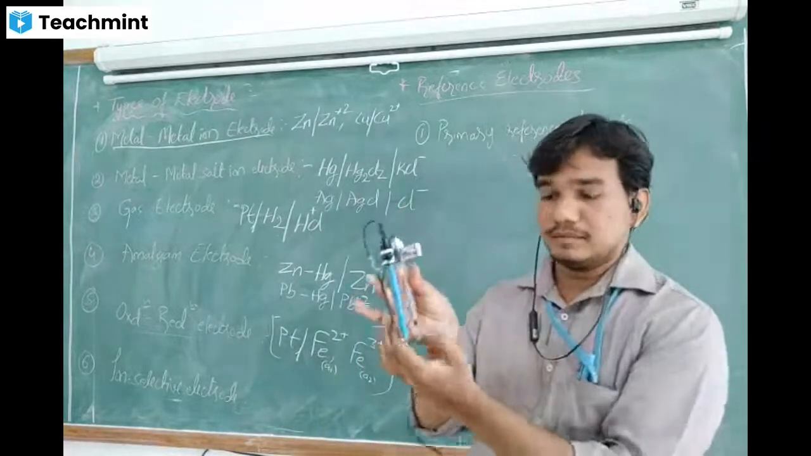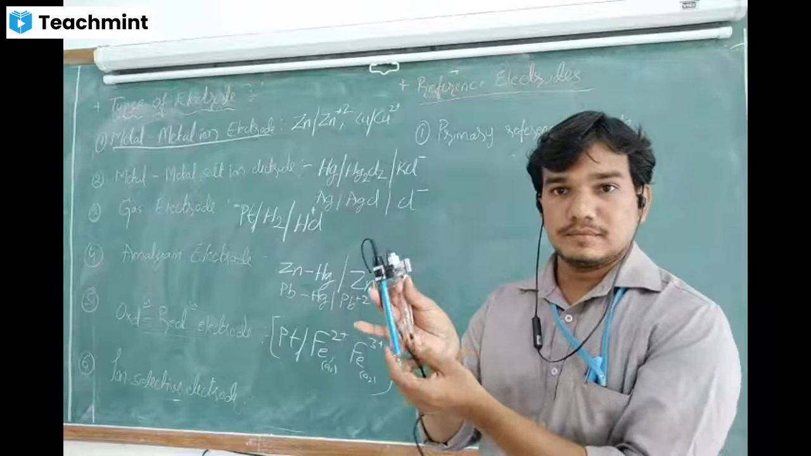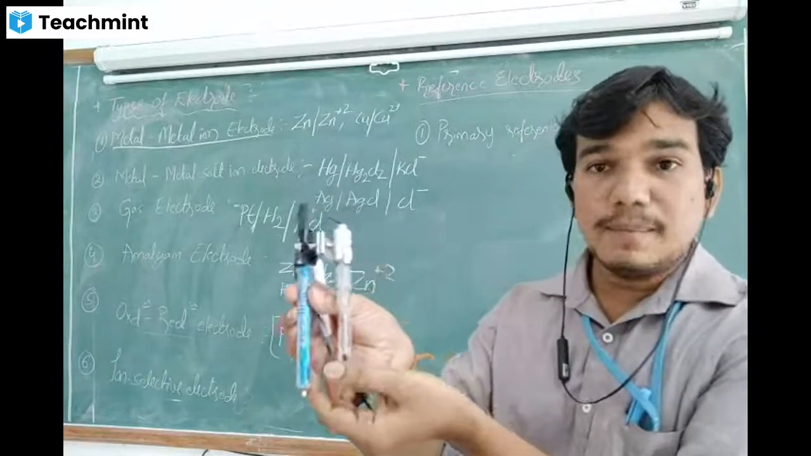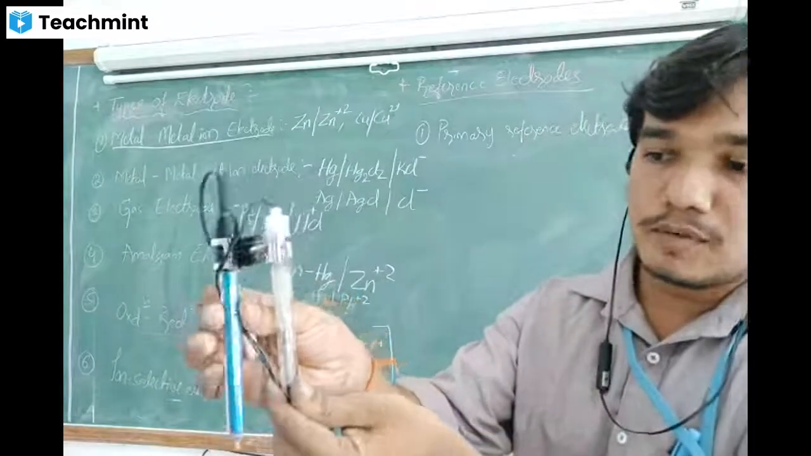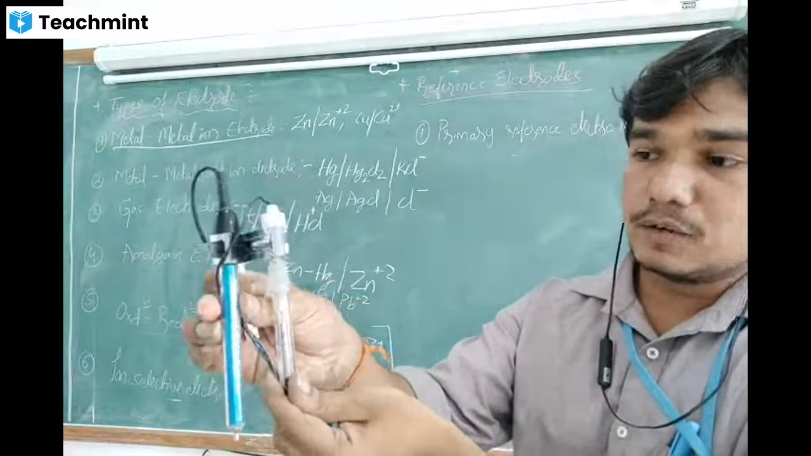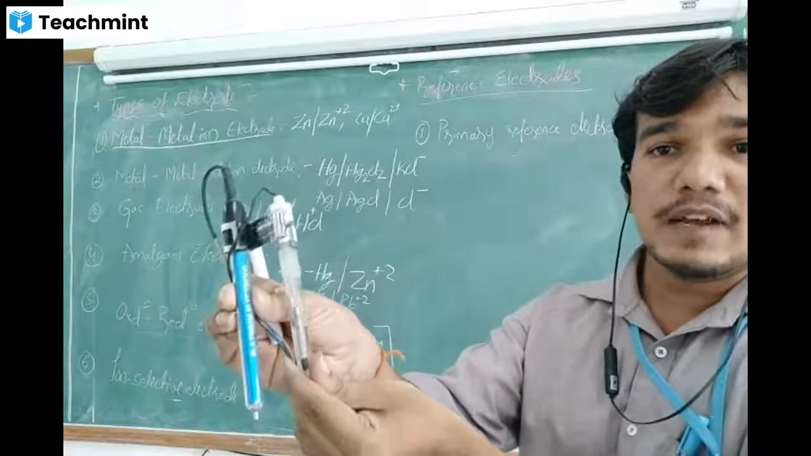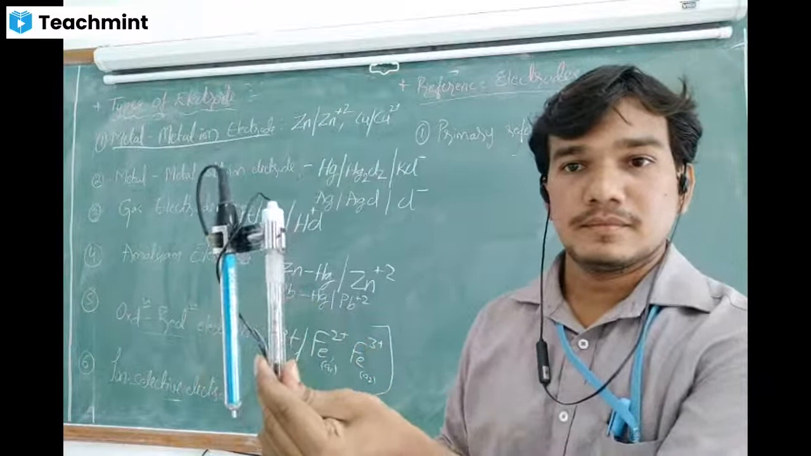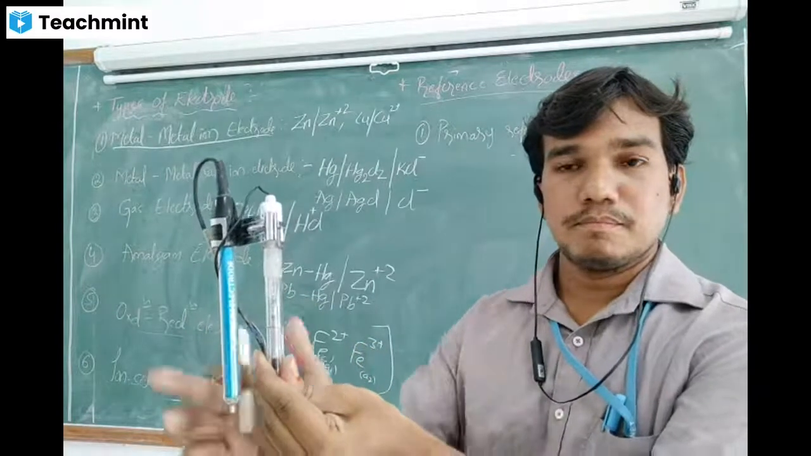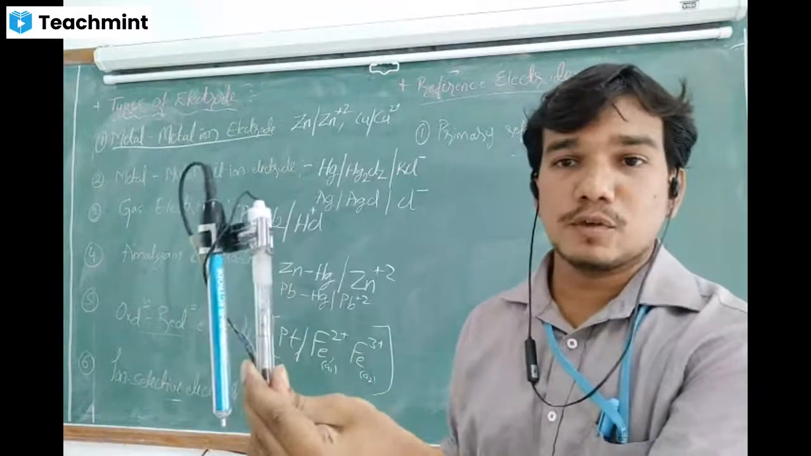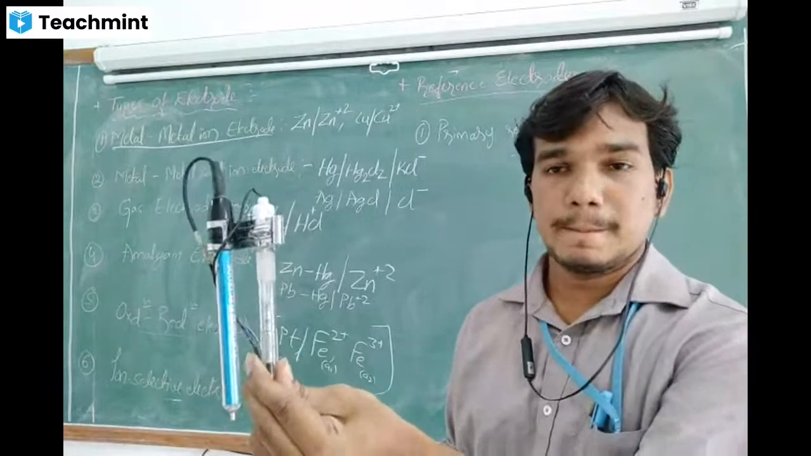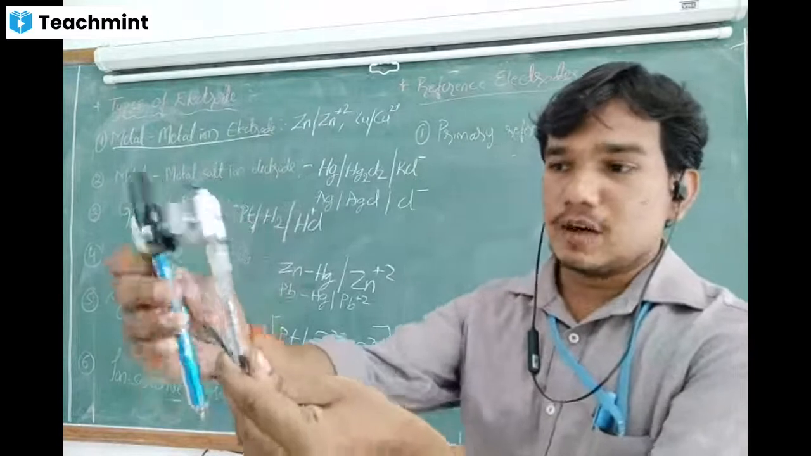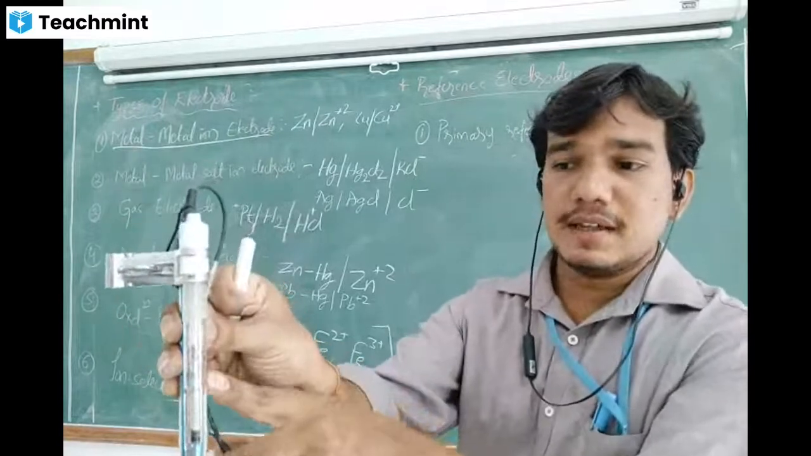Is it visible? Yes, sir. This one is a platinum electrode, the blue colored one. Which type of electrode is the platinum electrode? It is a redox electrode. And here, this one is what?